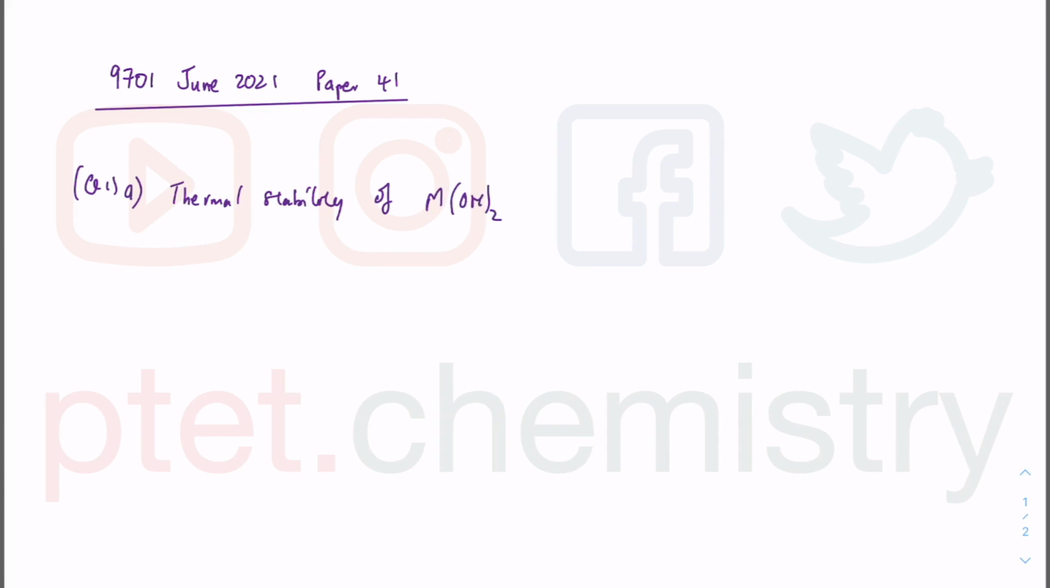So M2+ and OH-. You do need 2 of the OH- to balance out the charge from 1 of the M2+. What they've told you is that this thermal stability is similar to that of group 2 carbonate. I know about the group 2 carbonate because it is expected in the syllabus. So what I can say is I can explain first.